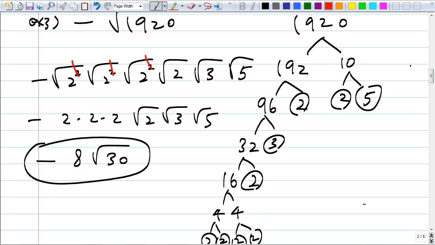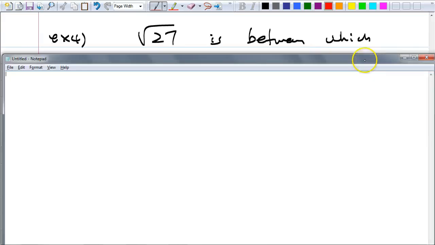Okay. Do you see how to simplify these square roots, even if the radicand is this big? You just do a factor tree, and then you gather all the perfect squares together and so forth, and simplify. Okay. All right. Let's move on to the next example.